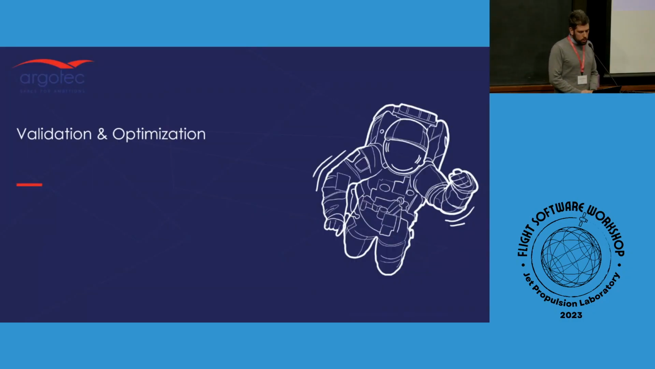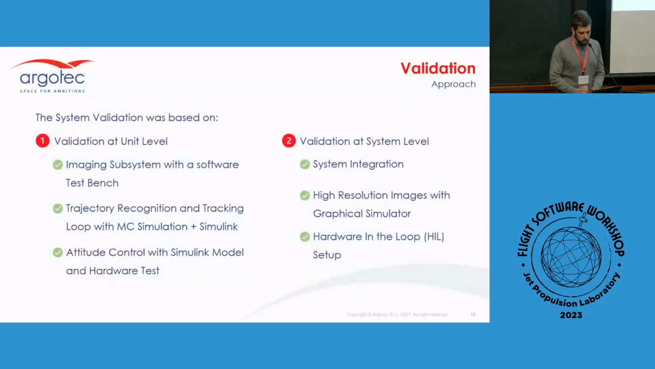So now a quick look at the validation and optimization phase. Not surprisingly, we went through a first validation at unit level, followed by a system level validation. During the unit level validation, we tried to verify the functionality of each of the blocks independently. For example, we tested the imaging subsystem block using a software test bench. We tested the trajectory recognition and tracking loops, extracting many curves with Monte Carlo simulation. And we tested the attitude control block using MATLAB and Simulink.